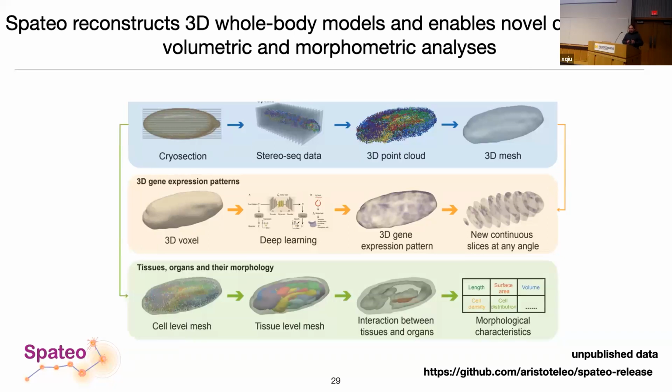Another thing we can do is reconstruct the tissue-level mesh for each individual organ. And we can start to ask how each individual tissue talks to each other, to do cell-cell communication on the level of tissues and even organs. We can, of course, also calculate many morphometric features, like the surface area, volume, cell density, and also the cell distribution in the 3D space. Those kinds of analysis are not feasible with just 2D regular single spatial transcriptomics.